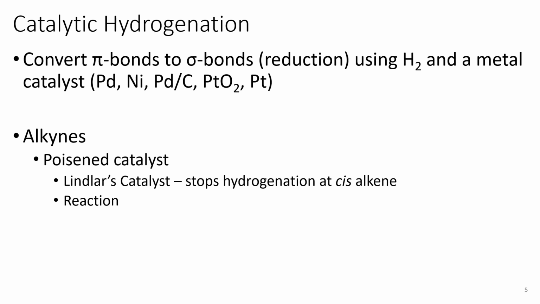We can stop our alkynes at an alkene with what we use as a poisoned catalyst. A poisoned catalyst is just a catalyst that has a decreased catalytic ability. One of the common catalysts that we're going to see in this process is Lindlar's catalyst. And Lindlar's catalyst, if we use it with our hydrogen gas, will stop the hydrogenation process of an alkyne at the cis alkene. So our Lindlar's catalyst is going to use palladium mixed with calcium carbonate and also a little bit of quinoline.